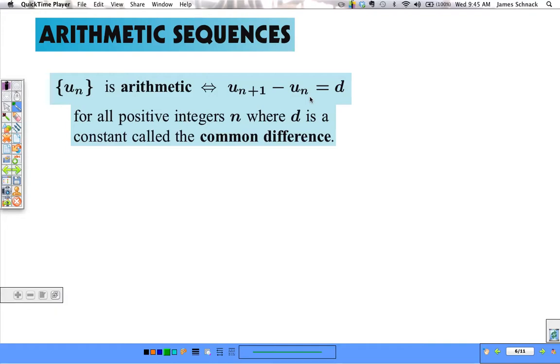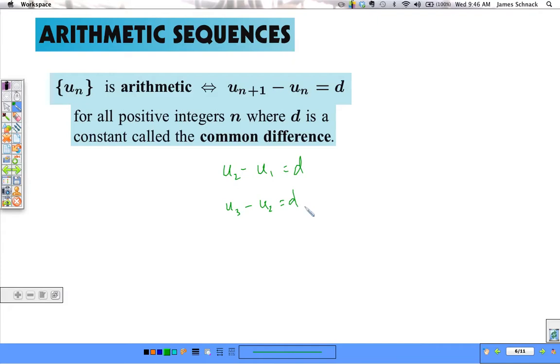Now let's look at what this really means. U sub n plus 1. For instance, let's look at a number. U sub 1. If 1 is n, what would n plus 1 be? It equals d, constant. If we look at u sub 2, n is equal to 2. What's 2 plus 1? It's 3. So u sub 3 minus u sub 2 equals d.